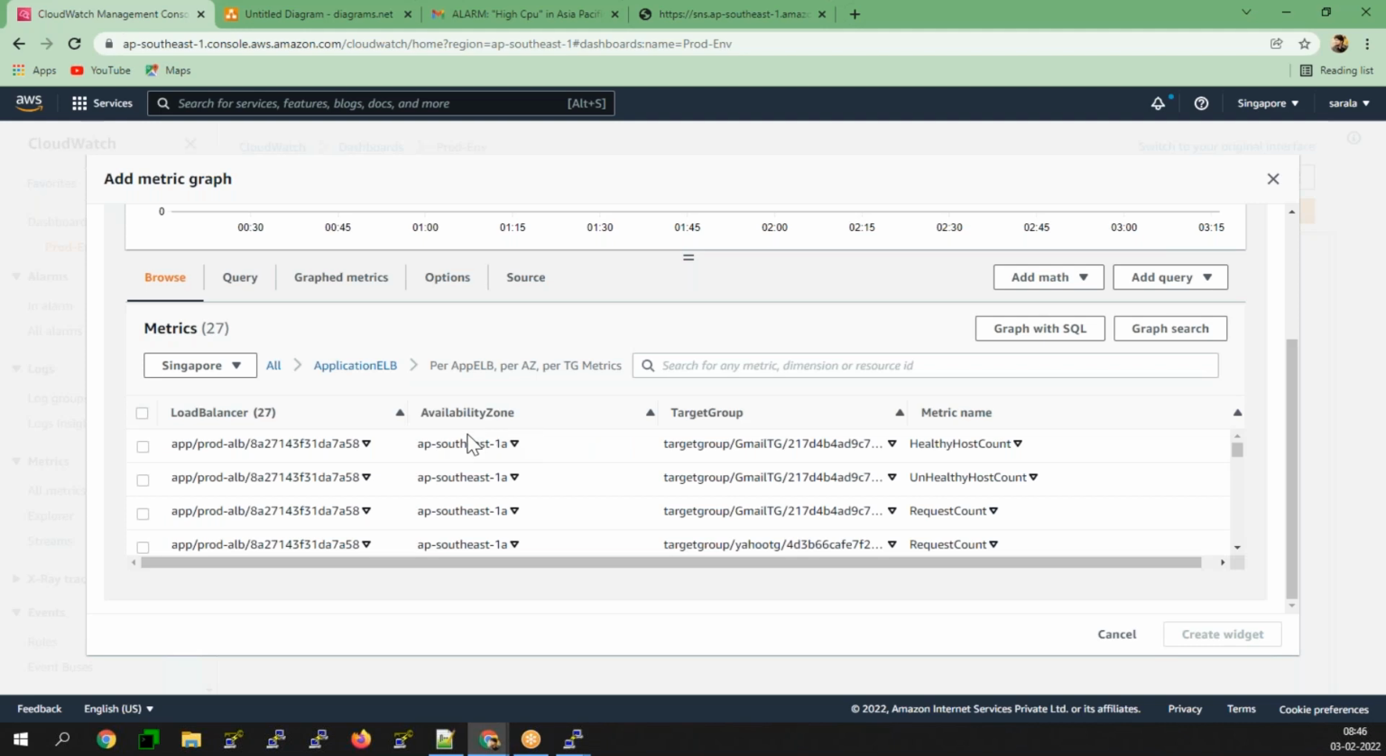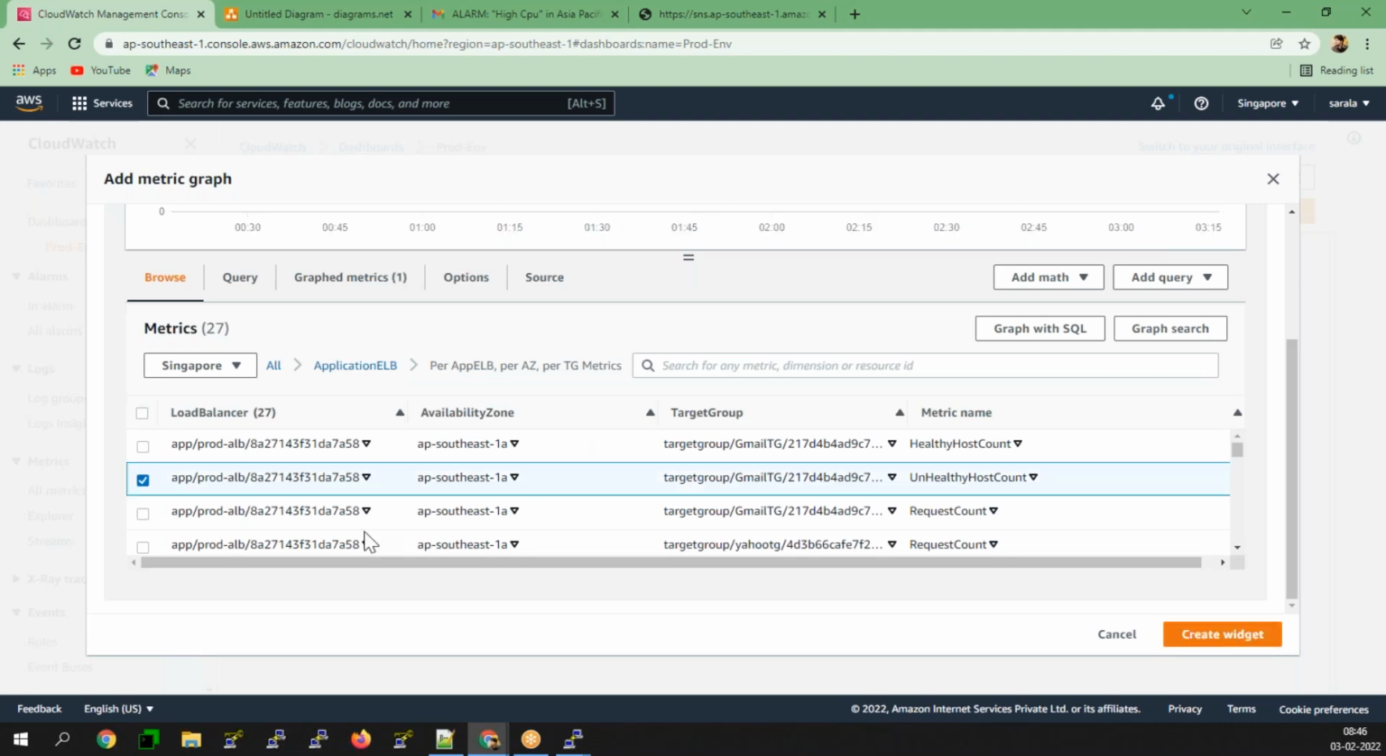So I will go with the target group here, unhealthy host count. For this specific target group, I would like to check only the unhealthy host count. That means, let's say there are 10 instances. If at least 5 instances are in the unhealthy status, you will get a notification.